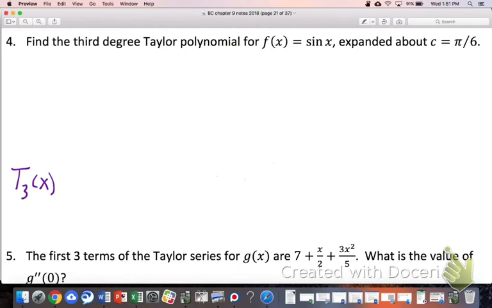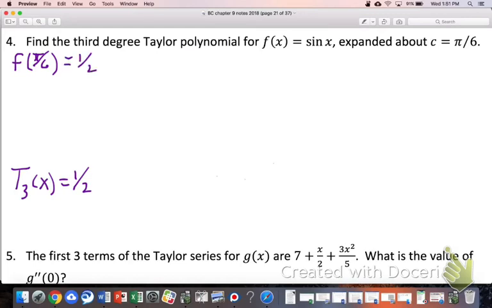So your first term is going to be based on f of the centering point, so it'd be f of pi over 6. What's sine of pi over 6? 1/2. All right, so we're off to a good start. We're looking for third degree, so that's the 0th degree. I'm going to move on to the first degree.